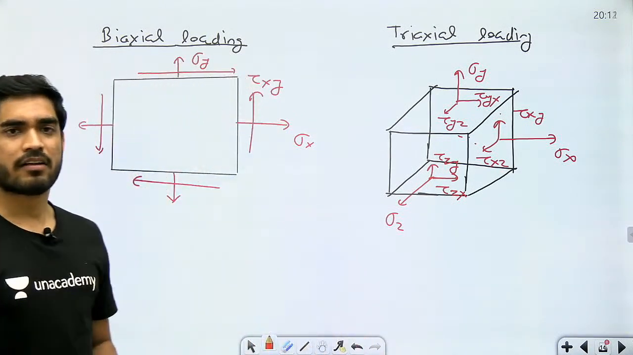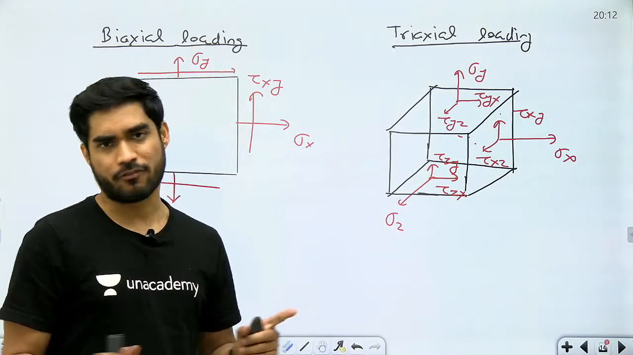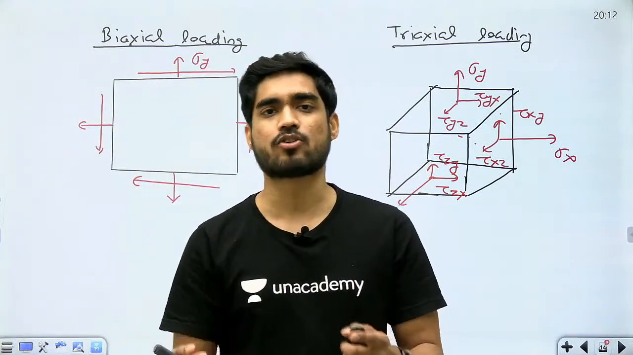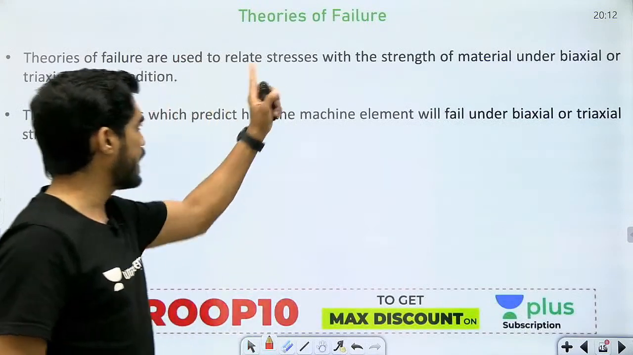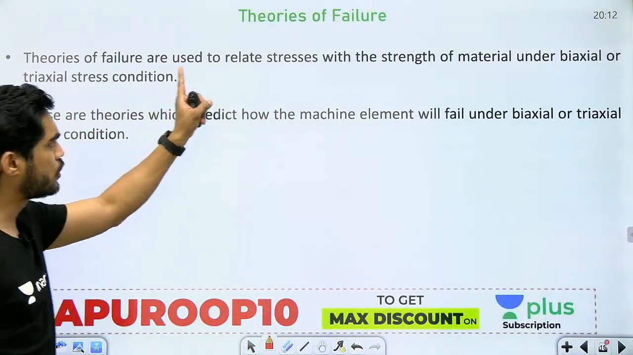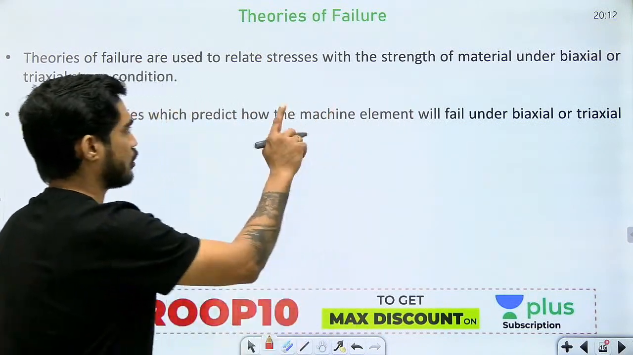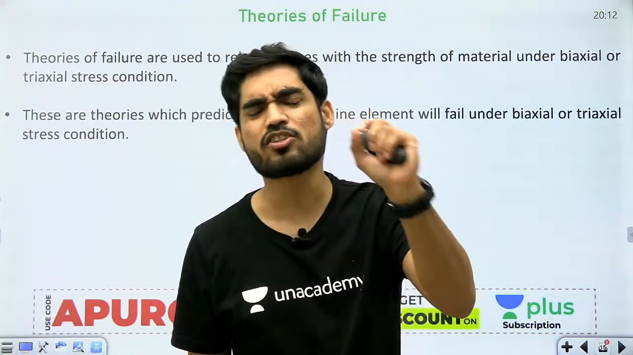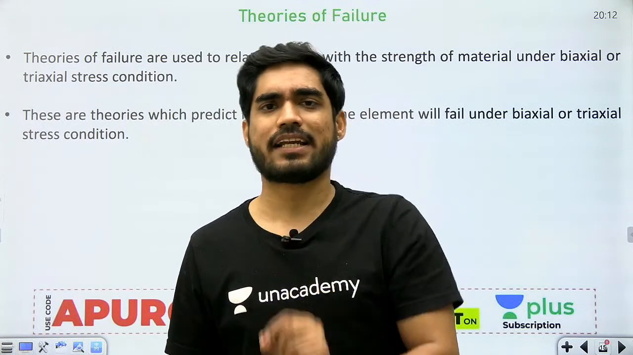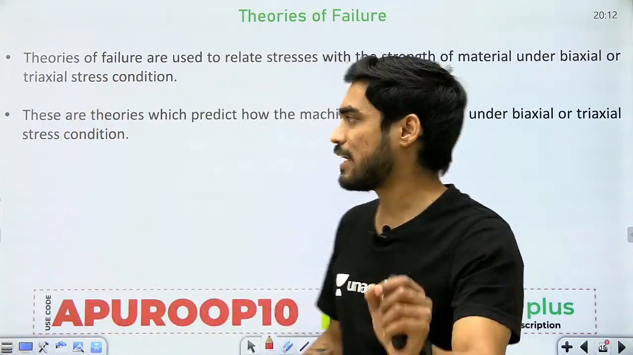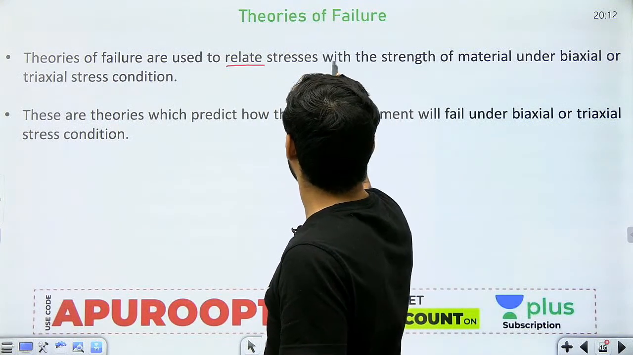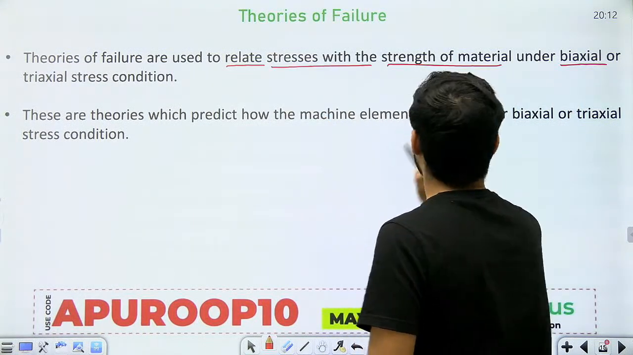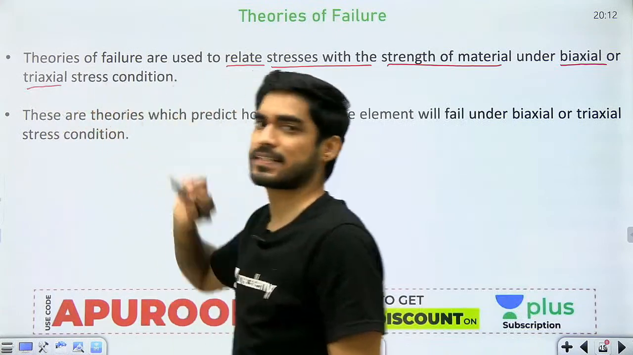So by now, everyone is clear about why we need theories of failure, right? The problem we face is clear. So let's understand what theories of failure are and how they are going to solve our problem. Theories of failure are used to relate stresses with strength of material under biaxial or triaxial stress condition. What is our objective from theories of failure? They are going to give us a relation between strength of material and stresses under biaxial and triaxial loading condition.